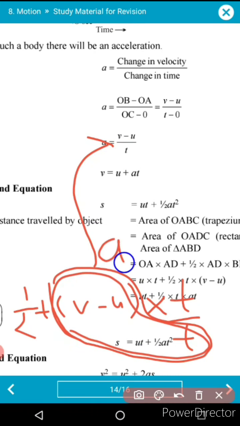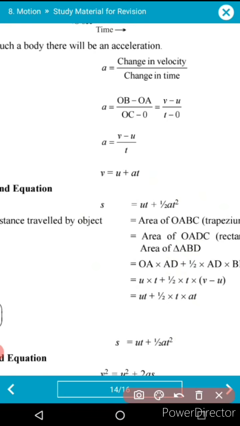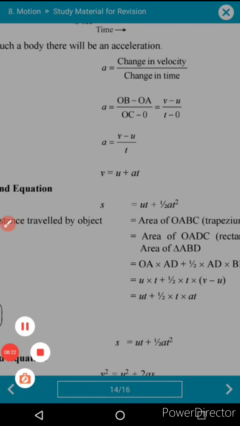So we are getting half of T into A into T, which means half of AT square. Clear? So in this term we are getting half of AT square. So after applying this, we get the total displacement equal to UT plus half of AT square. So this is the second equation of motion. Understood? This is the second equation of motion that we had already described.